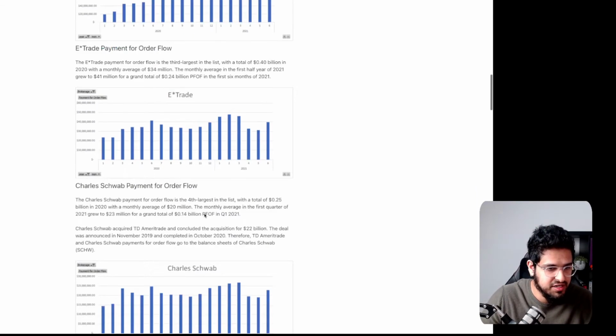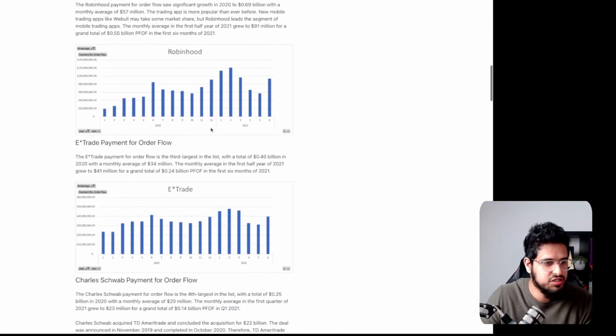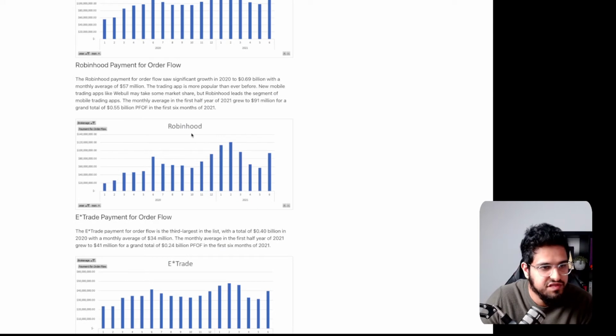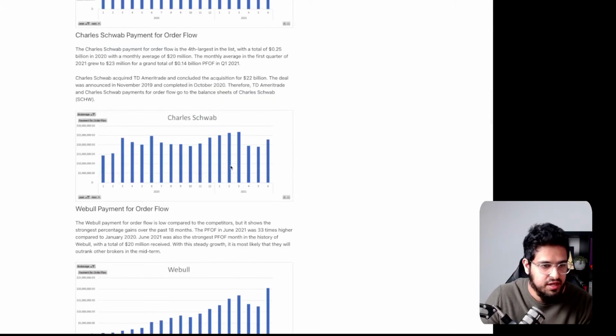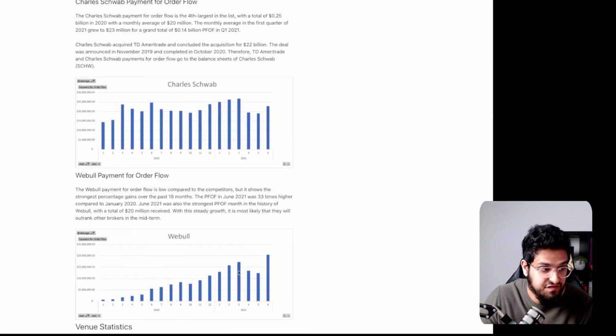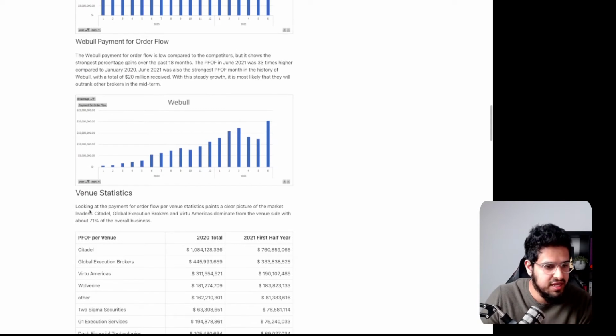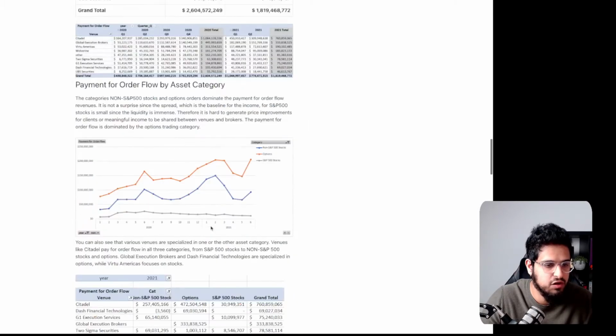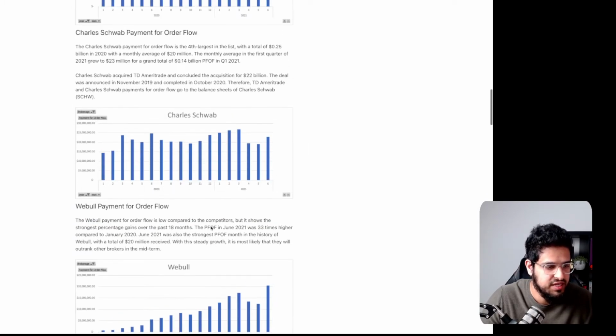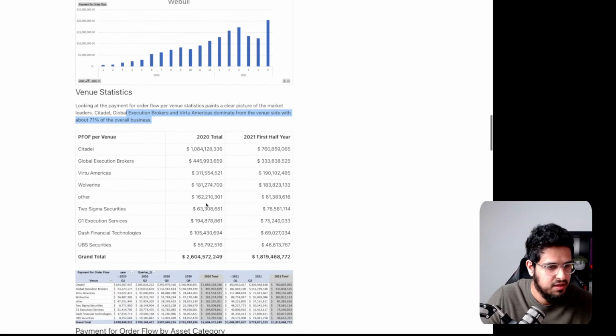So if we come back down here, this is really good, you can see the kind of growth in the amount of payment for order flow they're doing. Robinhood is growing, E-Trade is growing, Charles Schwab is fluctuating, WeBull is the fastest grower in payment for order flow, interestingly. Looking at the payment for order flow per venue, the statistics paint a clear picture of the market leaders. Citadel, Global Execution Brokers, and Virtu Americas dominate from the venue side with about 71% of overall business. Okay, so we can easily see there, that's the leading pack.